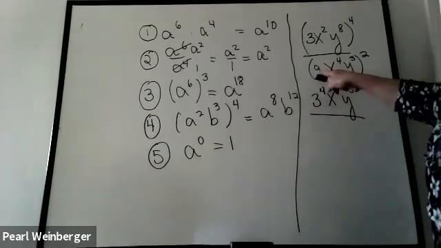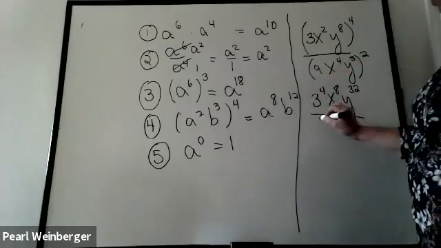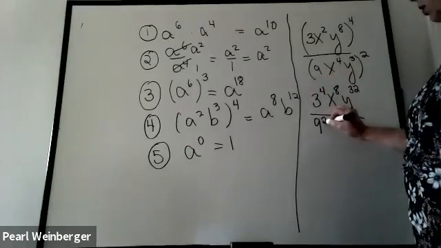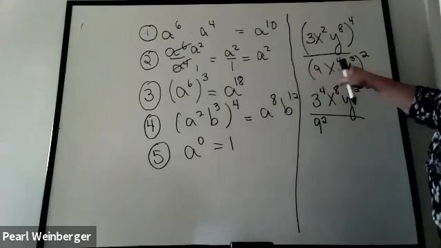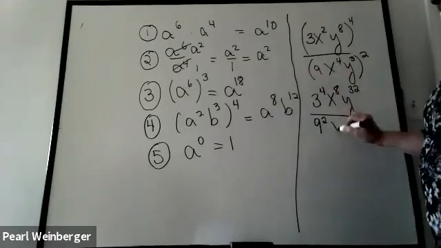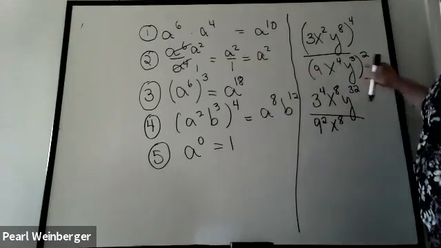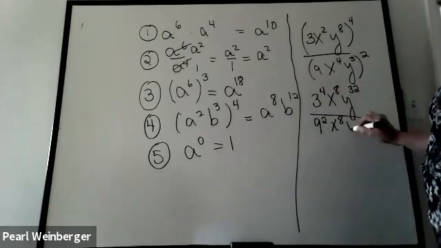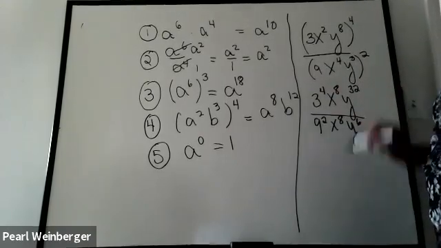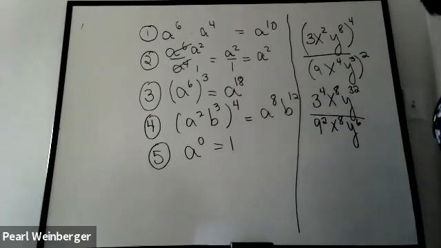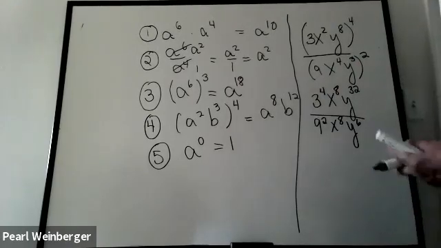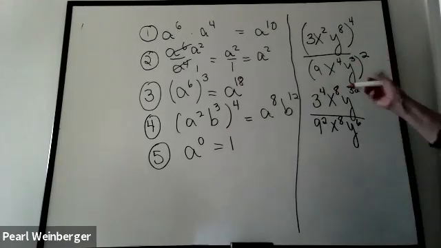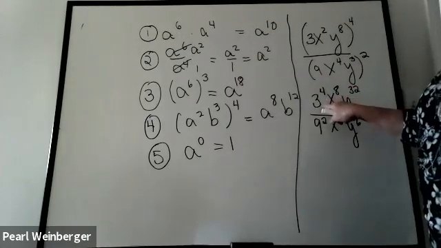In the denominator, I'm going to do 9 squared, 9 to the 2, x to the fourth to the 2, which is x to the 8th, and y to the 3 to the 2, which is y to the 6. And now I have to simplify this. First of all, I have to deal with these coefficients.